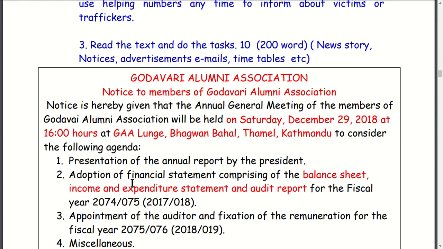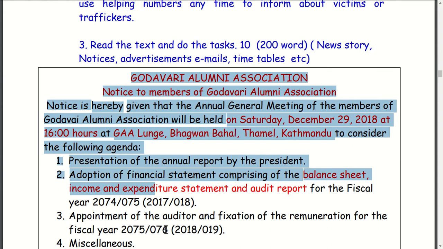This is an unseen text. Unseen text means you have not seen it yet. This is new for you. So you have to read this one. You have to read this text two to three times and try to understand everything, so that you will be able to answer the questions.